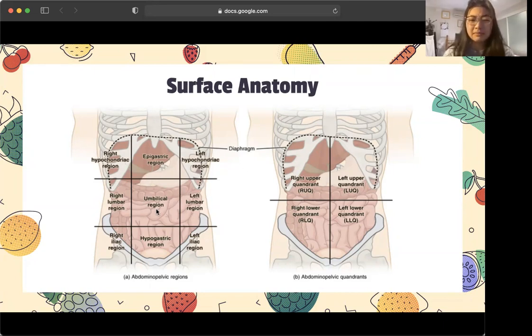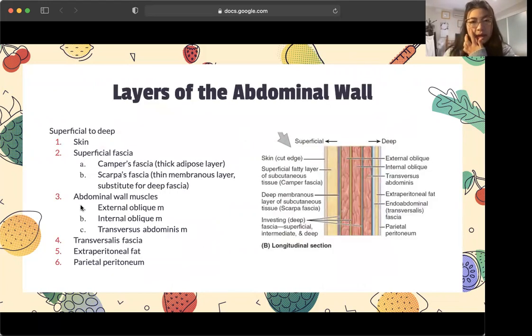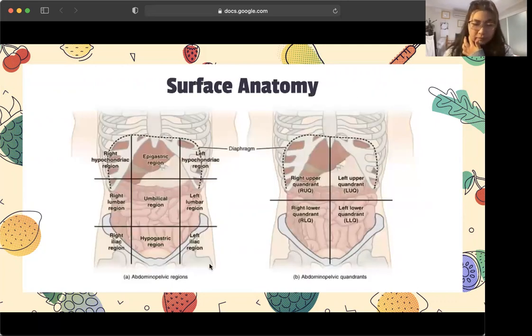Umbilical, obviously around the umbilicus. These are usually referred to as the flanks, and usually you're thinking kidneys there. Then this is your right iliac fossa, or you'll see RIF, and then left iliac fossa, or you'll see LIF. So you want to think about what you can find there as well. And then this bit here is often the suprapubic region.